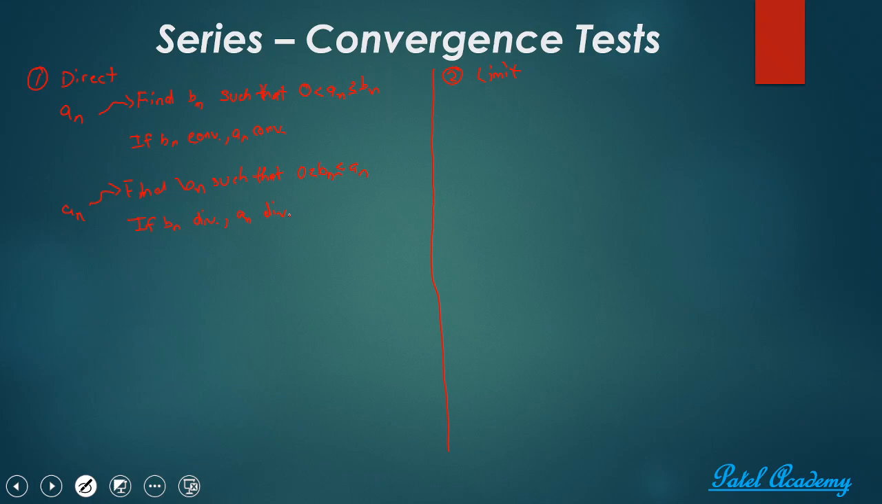Now, you might be thinking, well, how do you find b at n? There's millions of series out there that you're probably going to come across. So how exactly do you find b at n? Well, you know the most important ones. You know all the p series. You know the general geometric series, for example. So what can you do?